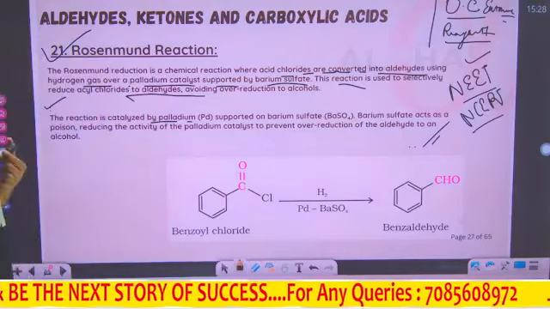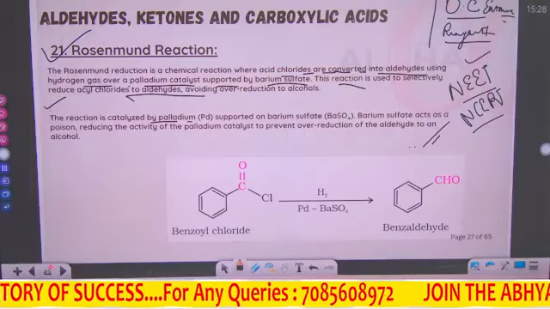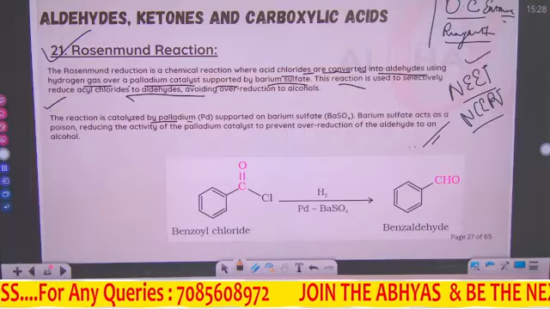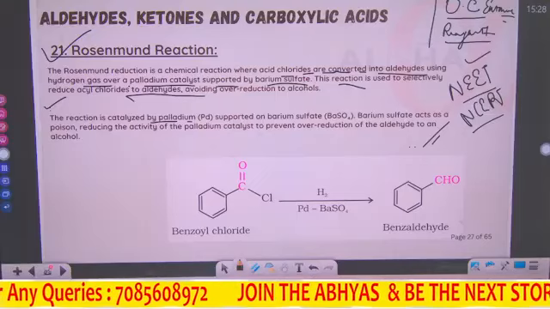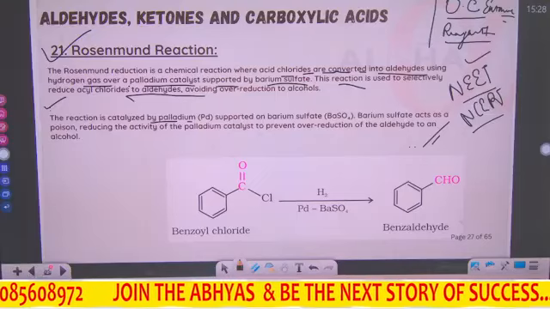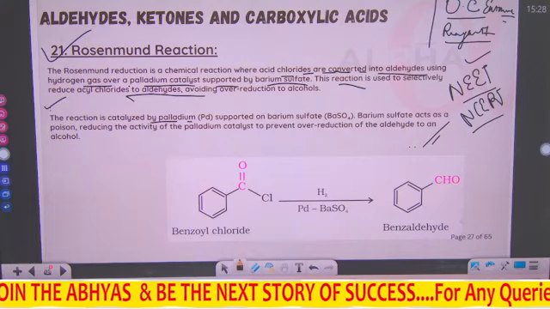See here, I guess it's clear. So while studying, I guess many of you don't know why these things are used. What is the purpose? How does BaSO4 act? Why are we using barium sulfate on Pd, and why? How does the reaction come about, and what is the mechanism? So I will try to tell you each and every single thing.